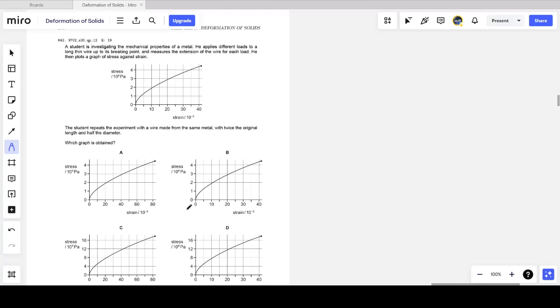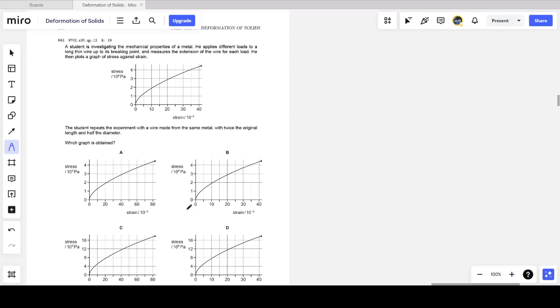He applies different loads to a long thin wire up to its breaking point and measures the extension of the wire for each load. He then plots a graph of stress against strain. So stress on the y-axis and strain on the x-axis. Stress being your dependent variable and strain being your independent variable.